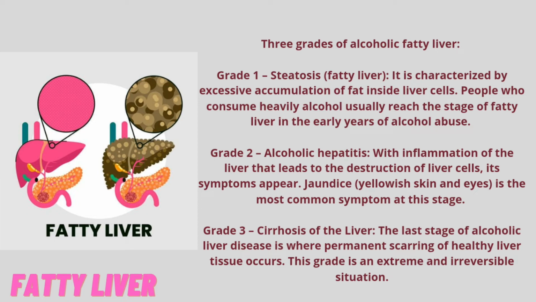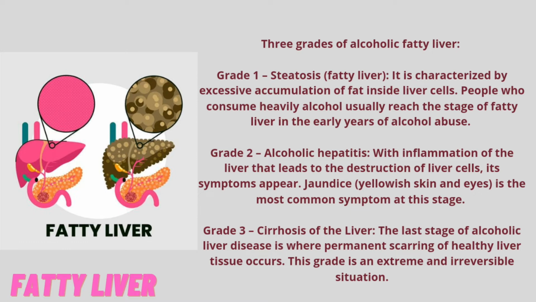3 grades of alcoholic fatty liver. Grade 1 steatosis, fatty liver, is characterized by excessive accumulation of fat inside liver cells. People who consume heavy alcohol usually reach the stage of fatty liver in the early years of alcohol abuse. Grade 2 alcoholic hepatitis, with inflammation of the liver that leads to the destruction of liver cells, its symptoms appear. Jaundice, yellowish skin and eyes, is the most common symptom at this stage.